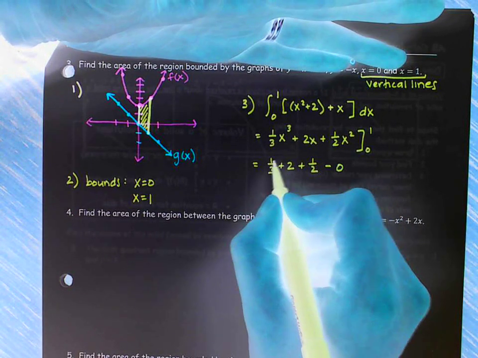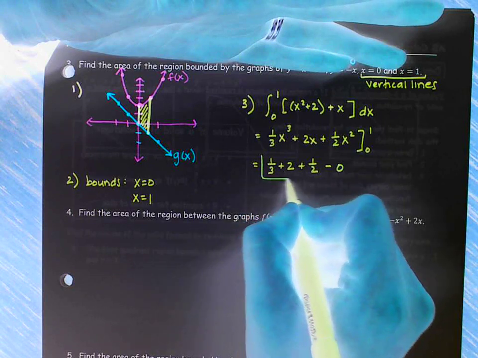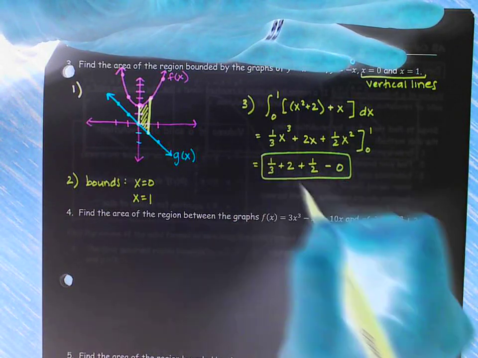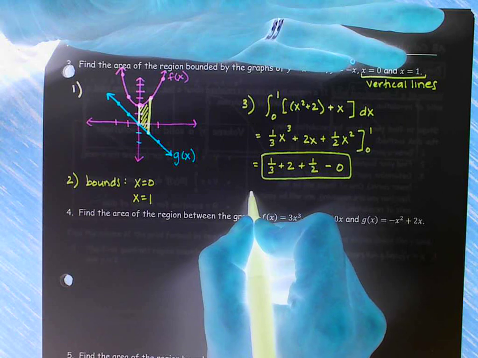Now remember, if this is the AP exam free response, you're going to stop here and box this answer because you're done. But it can be nice to know what the actual value of this is. So I'm going to keep going real fast.